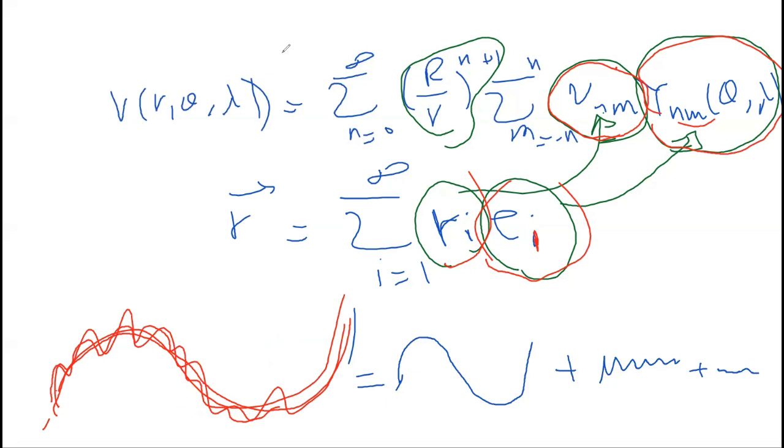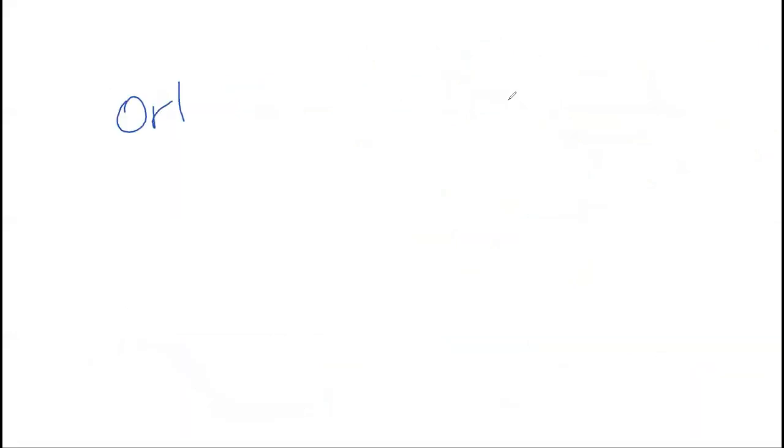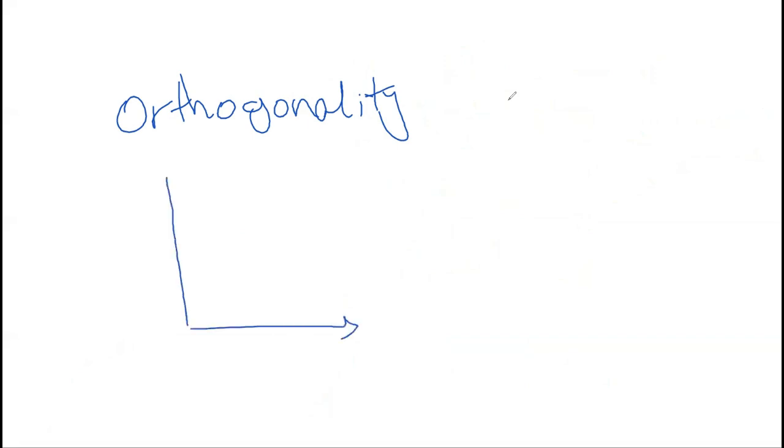So now, orthogonality. Let me explain it like this. Again, I have a coordinate system 1, 2, and 3, and I have a base function e1 here, e2, and e3.